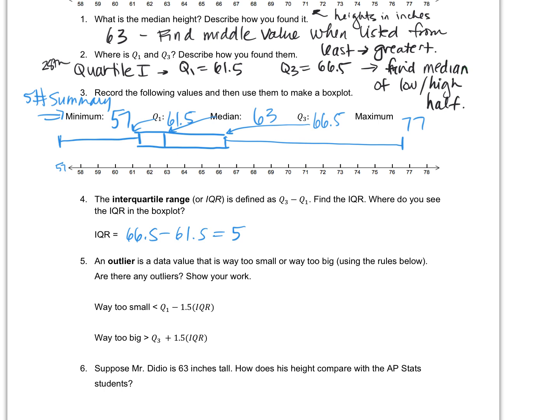All right. Now, where do we see that on the box plot? It's literally the box of the box plot, is it not? Look at that. It's the box of the box plot. It doesn't say 5, but it has a length of 5. So if you wanted to count from 61.5 to 66.5 and do the subtraction there, you can find it. Yeah? There it is.